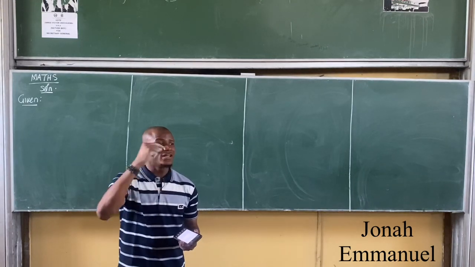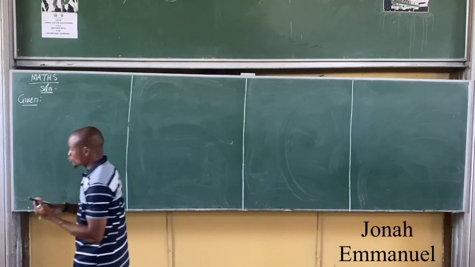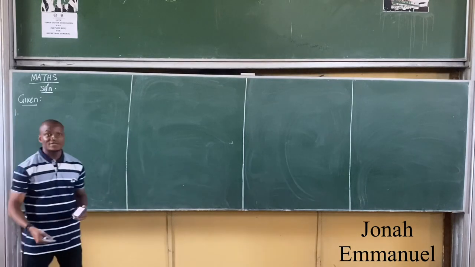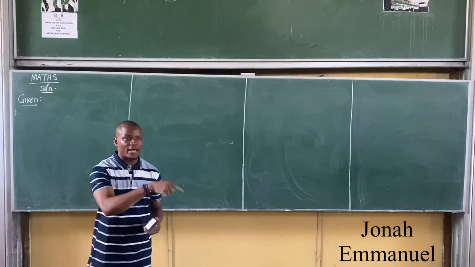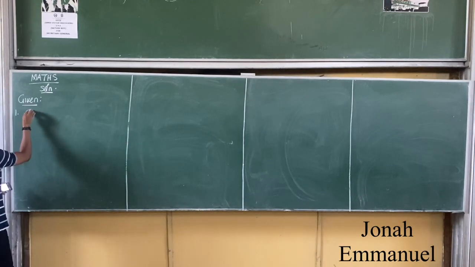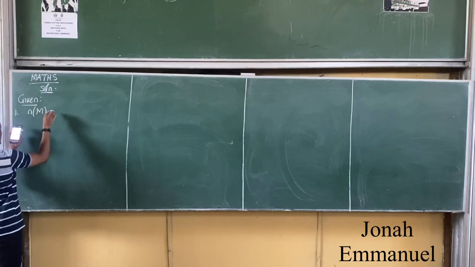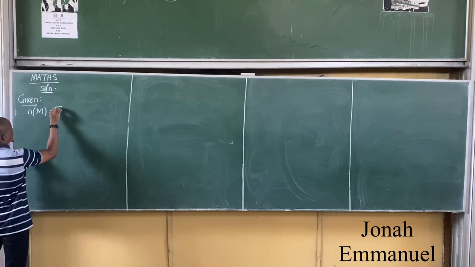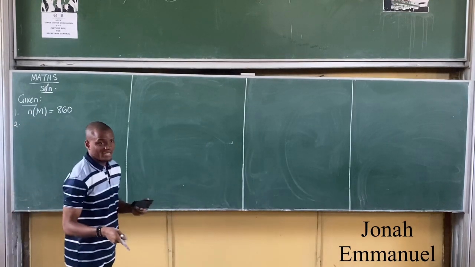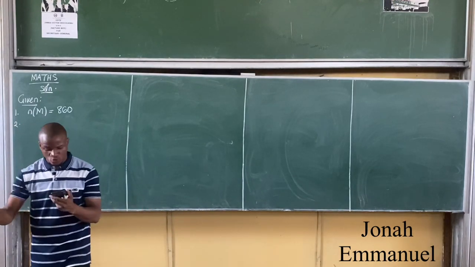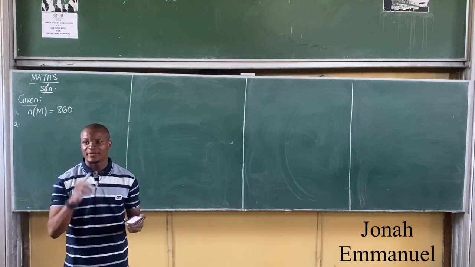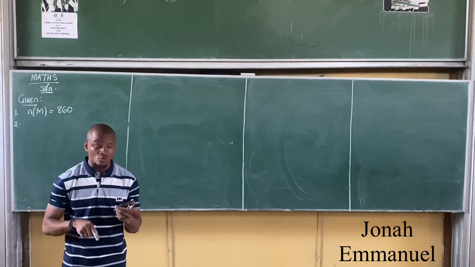Let the number of students who took mathematics be M. Next up, how many do we have? Total number of mathematics students is equal to 860. I have defined terms. So make sure you define your terms. Let the number of students who took maths be M, because n of M is equal to 860.